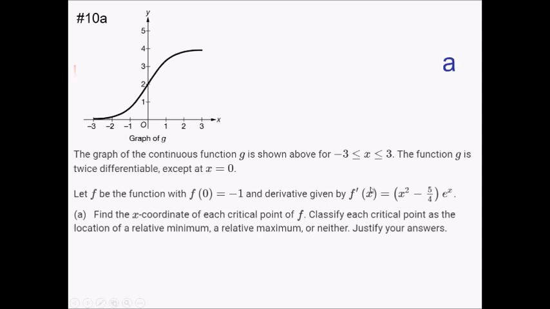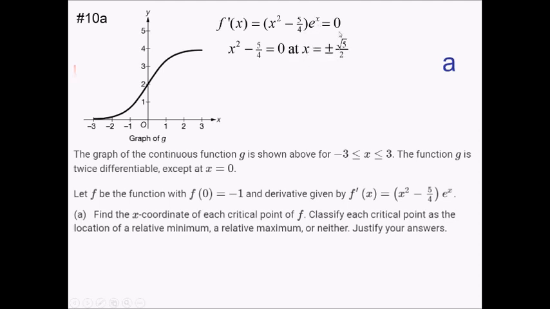So to find critical values for f, we need to figure out where f prime is either 0 or undefined, and since it's a combination of a polynomial and an exponential, it's defined everywhere, so it's really just going to come down to where this equals 0. So setting that equal to 0, I have 2 factors here. For the first factor, x squared minus 5/4 equals 0. If I add 5 over 4 and square root it, that's going to give me plus or minus radical 5 over 2. So that's 2 critical values.